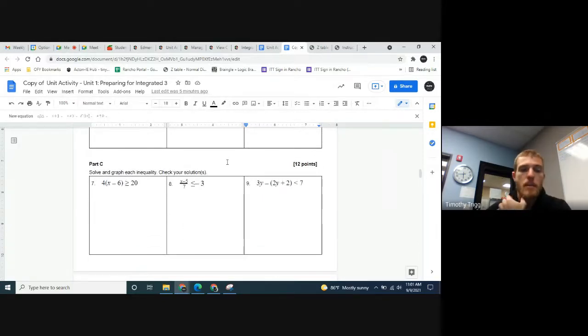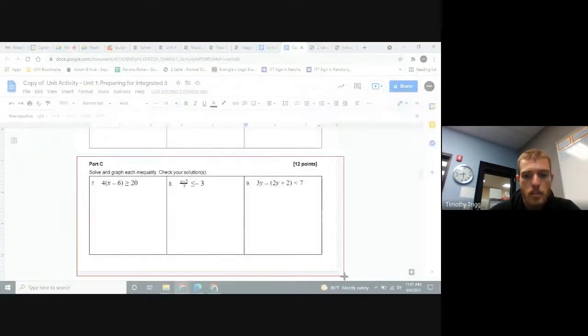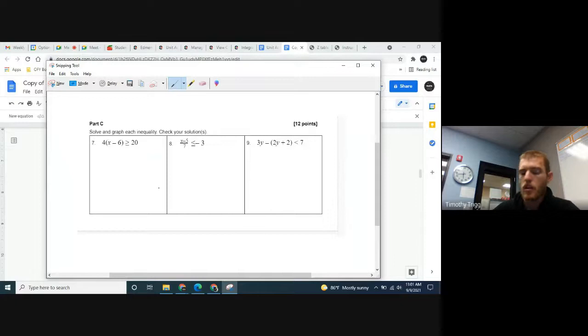So part C, solve and graph each inequality. Okay. So let's go ahead and I'll show you how to do these ones. Mostly solving an inequality is very similar to solving an equation, where whatever we do on one side, we do on the other, and we're trying to get x or whatever variable by itself. So this one, for example, what would I do first? Well, hopefully you'd see, oh, I could distribute here.